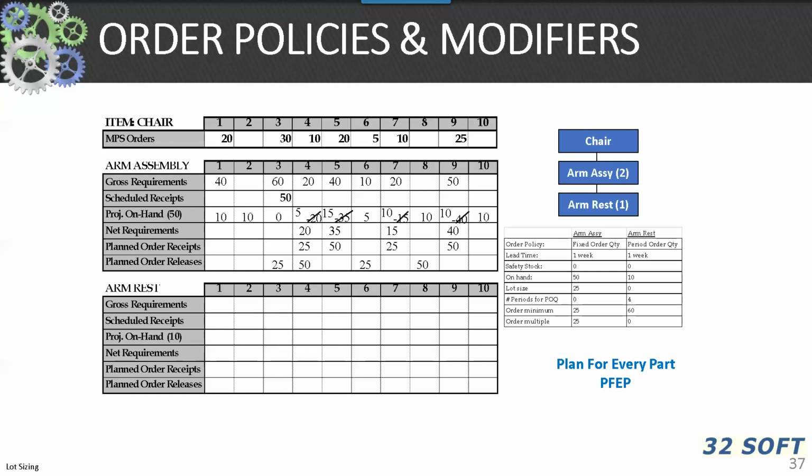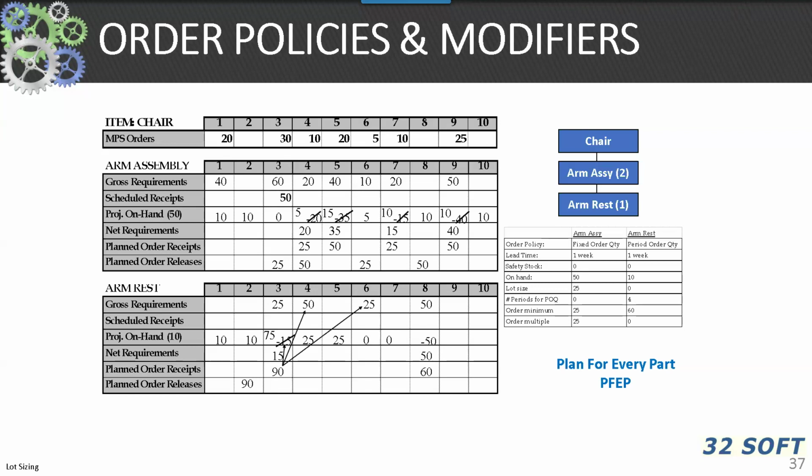We can then take those planned order releases of the arm assembly and blow those down to those requirements for the arm rest and go through that same process. But now we see we've got a POQ of 4 periods. So the planned order takes into account period 3, 4, 5, and 6, combines those into a planned order receipt in period 3, offsets that by the lead time, and the projected quantity on hand then goes forward.